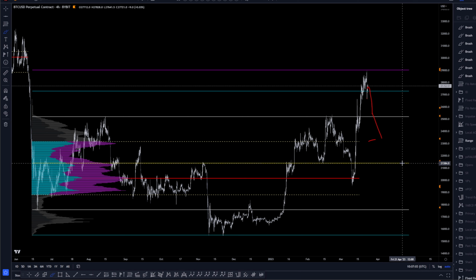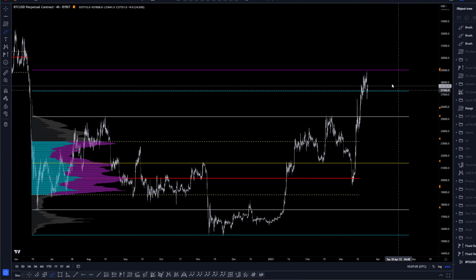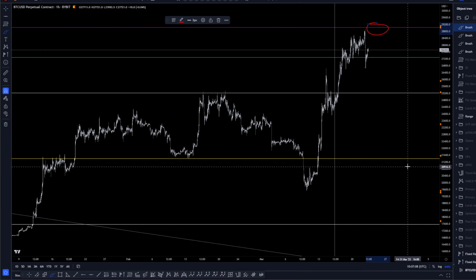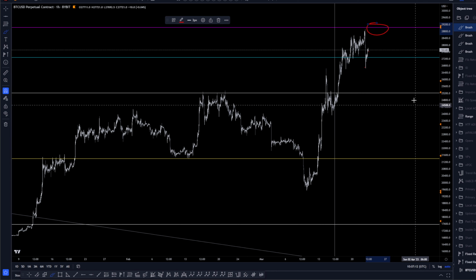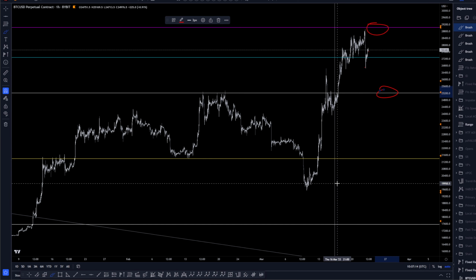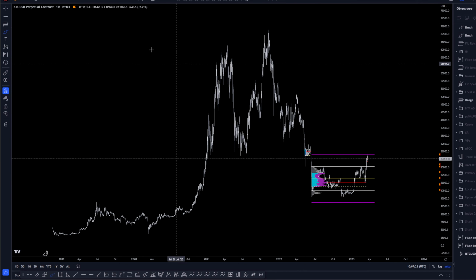Okay? So the main levels to be trading right now. So to the upside, you've got the overall highs, that 30k level above. To the downside, you've got the main range highs. Okay, so that's what you got. Now we can also zoom in and get a little bit more granular here.